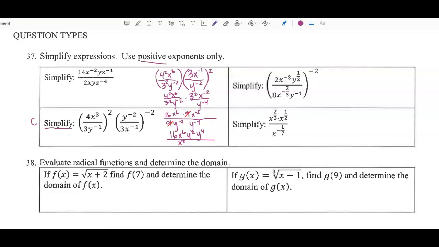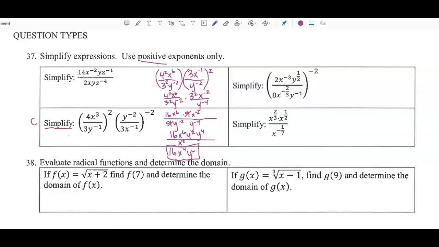So when we have things connected by division, remember we subtract those exponents. So I'll have 16, and then there's 4 more x's on top than there is on bottom, so x to the 4th. And then y squared times y to the 4th would be our y to the 6th. We add those when it's connected by multiplication. And so that's how we can get to that answer there.